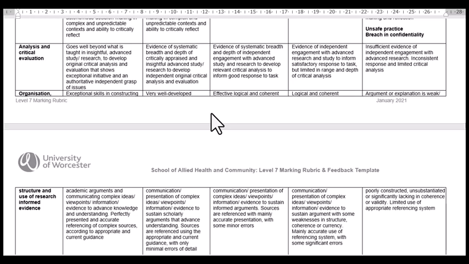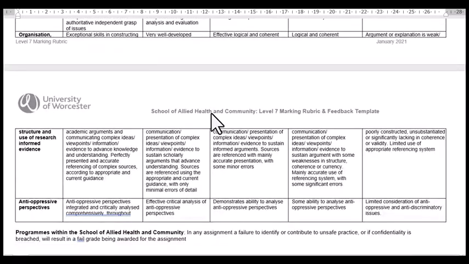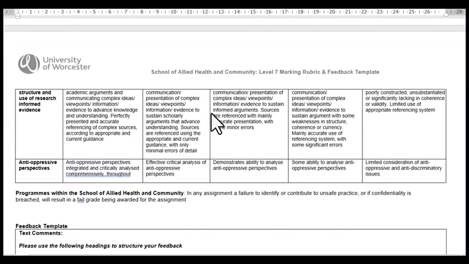The organisation, structure and use of research-informed evidence. And last but not least, anti-oppressive perspectives. So it's really important within all your assignments that you address anti-oppressive perspectives. If we think very simply about anti-oppressive practice, it's about recognising that oppression exists within our society, and that as social workers we should be aiming to mitigate the effects of oppression. And so it's important to think about that in the context of your assignment.